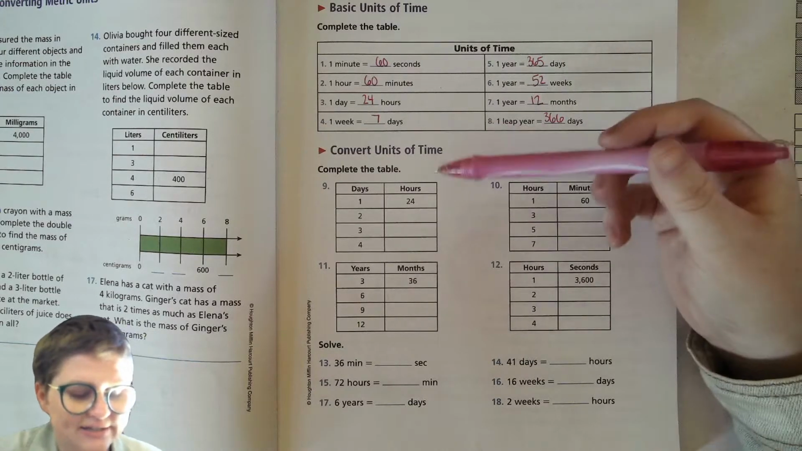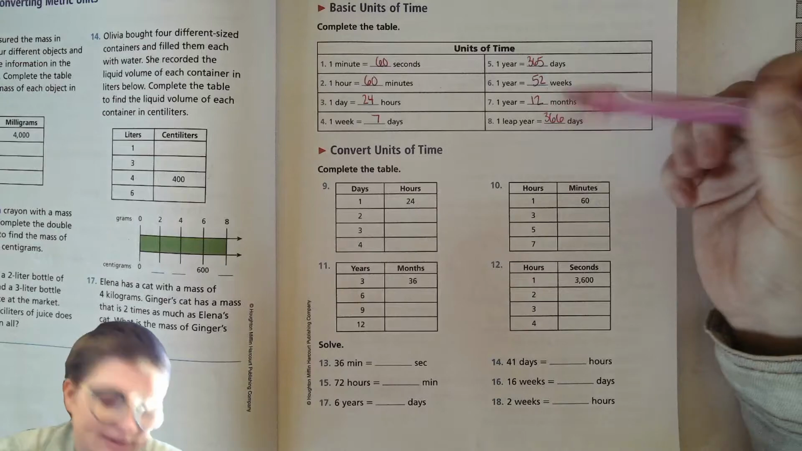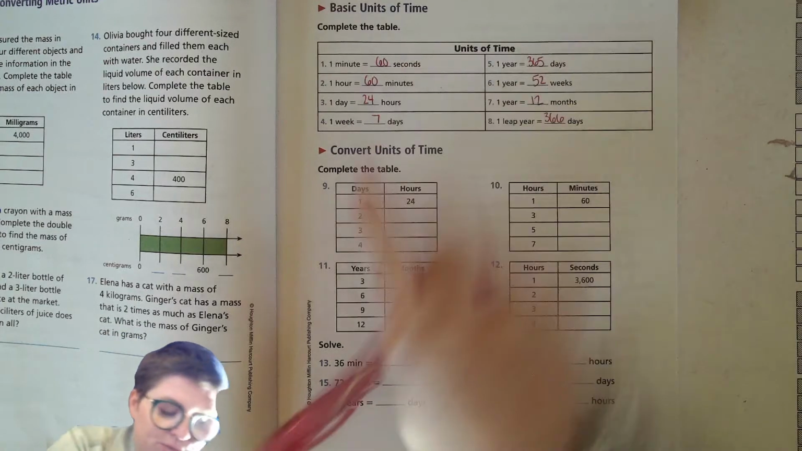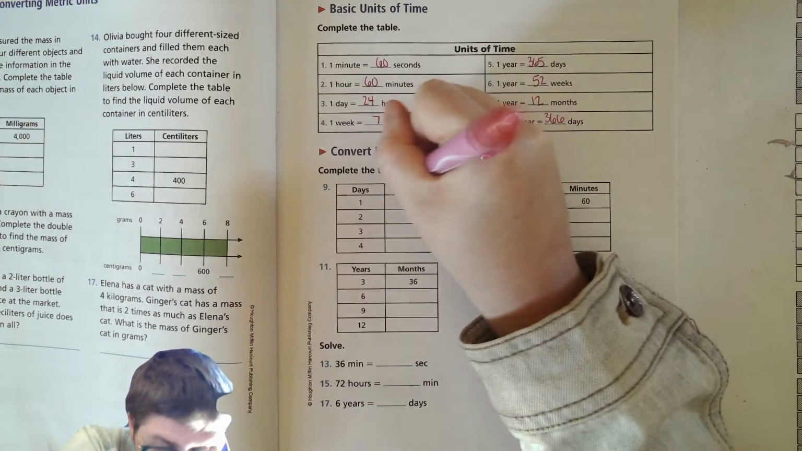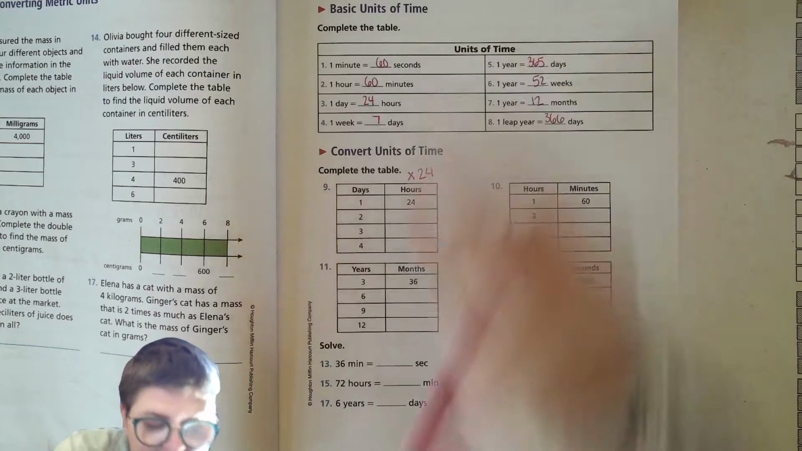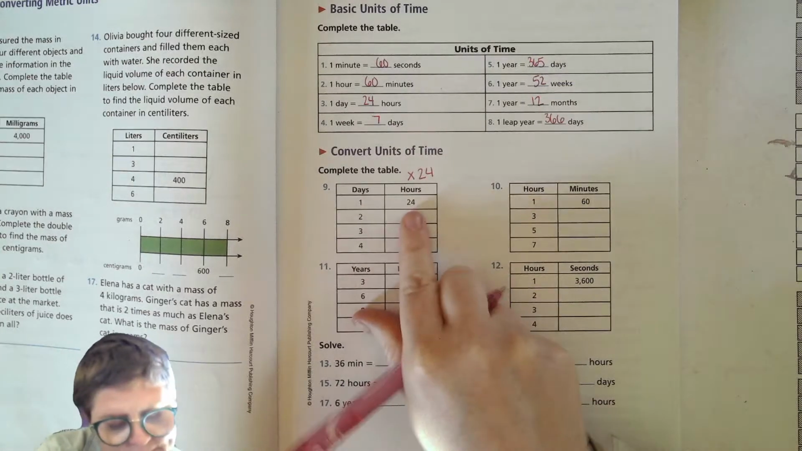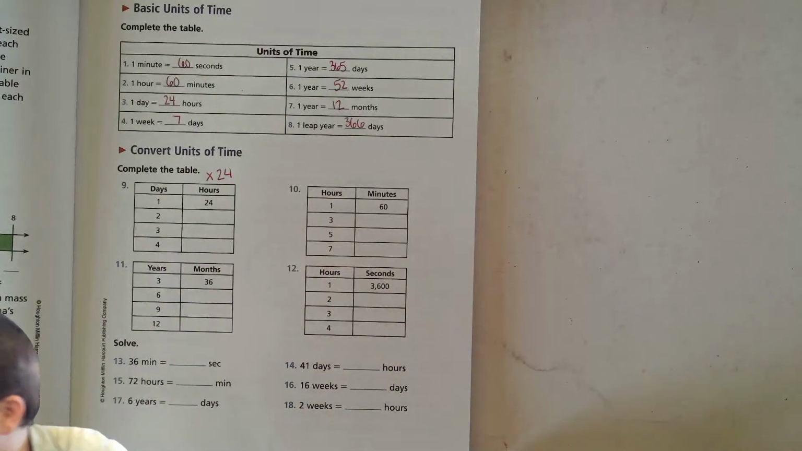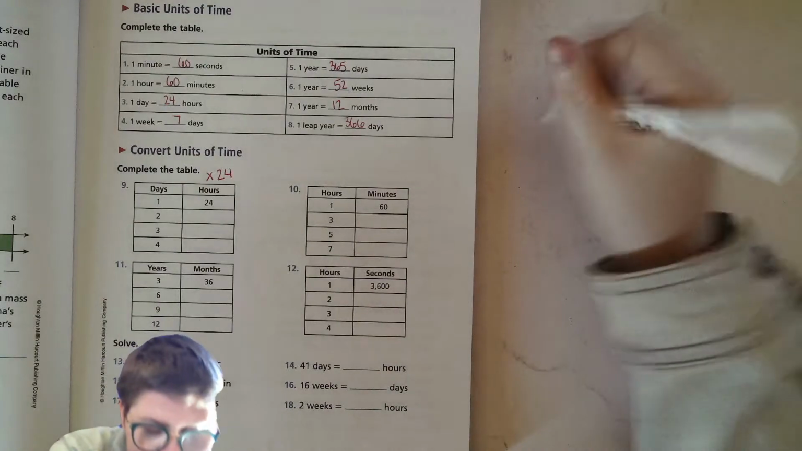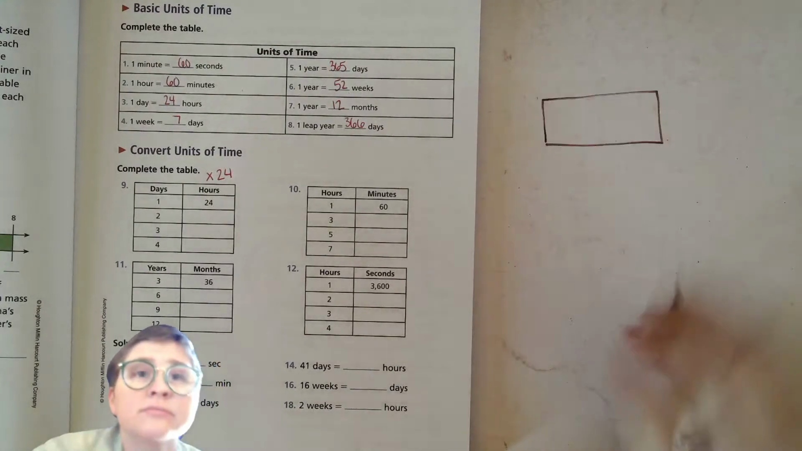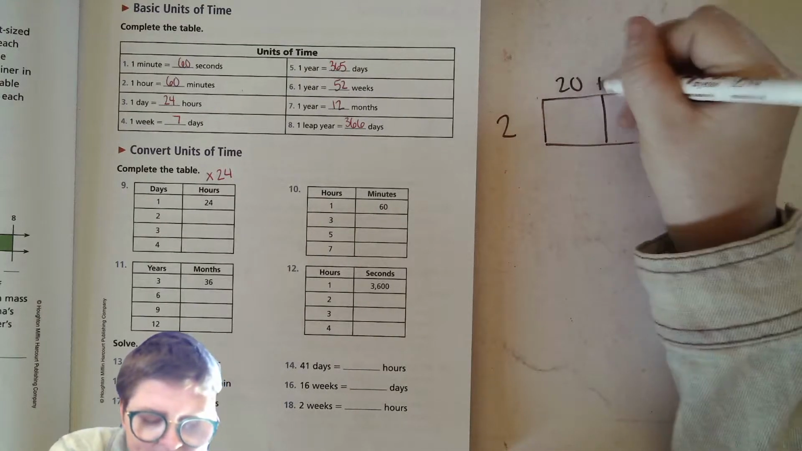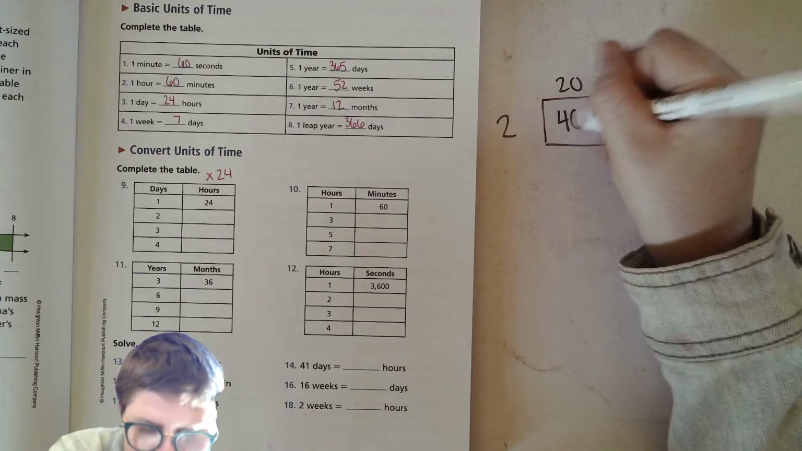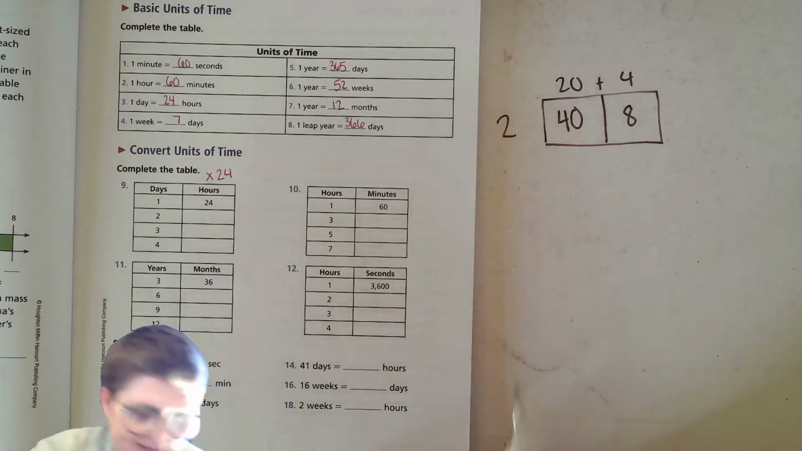So this is similar to the input-output table. To do the rule for this table, you multiply the number of days by 24 to figure out the number of hours. So in 1 day, there are 24 hours. In 2 days, we can go ahead and do that. 2 times 20 is 40, and 2 times 4 is 8, so 48.